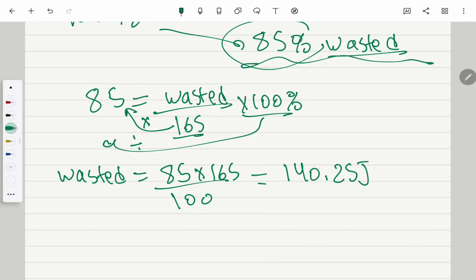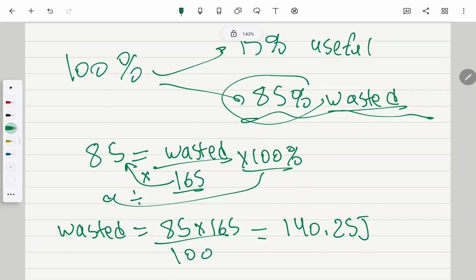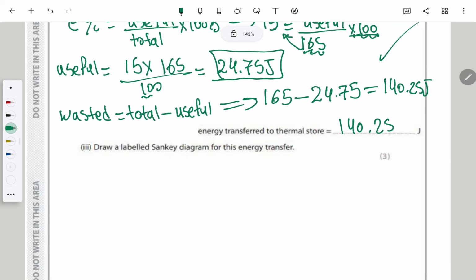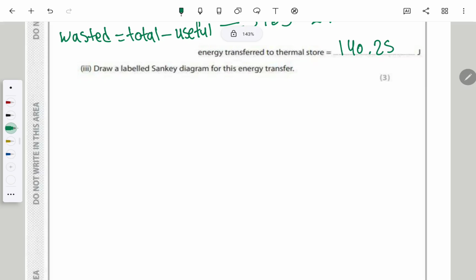Doesn't matter if you do it this way, if you do it the other way, they will give you the exact same answer. I like this question a lot. It's very, very, very nice. Okay. Draw a labeled Sankey diagram for the energy transfer. You can do the labeled Sankey diagram with percentages, or you can do it with the energy. It's up to you. Okay, all you need to do is draw it like this.